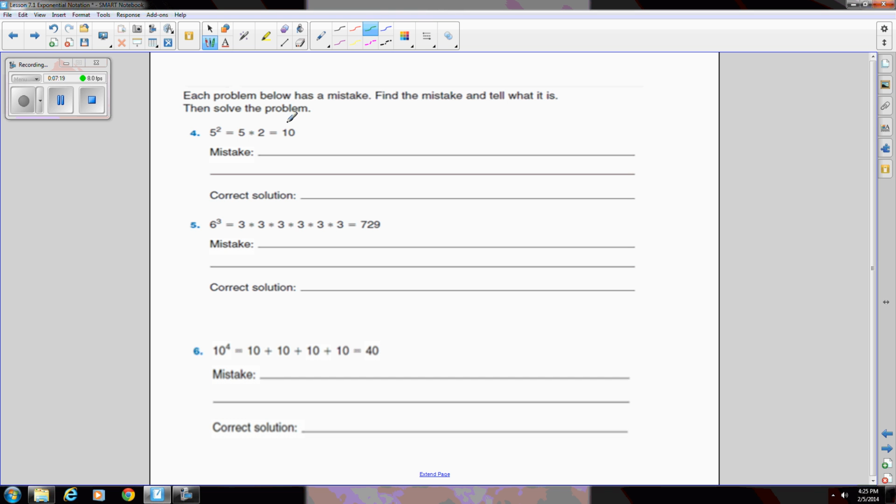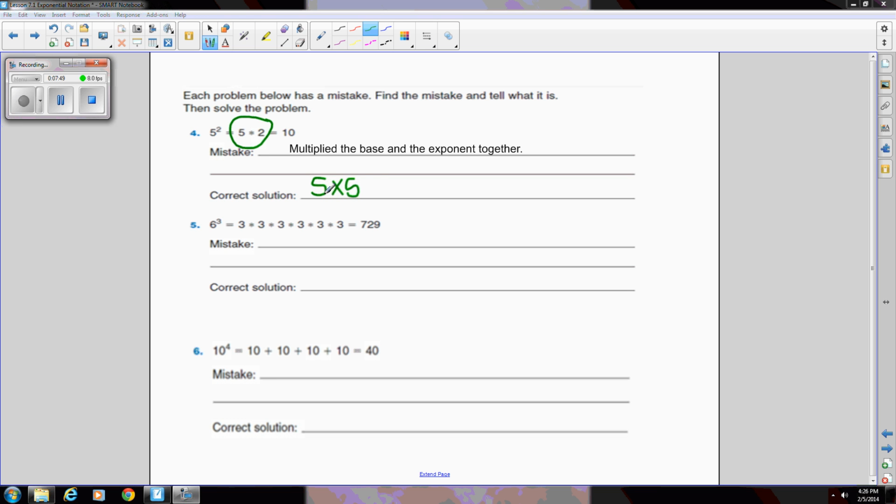Find the mistake. Okay. It's right here. They really didn't do what they needed to. 5 squared means 5 times 5. What they did, they multiplied the base times the exponent, not what we need to do. So what I filled in up there on the mistake is that they multiplied the base and the exponent together.